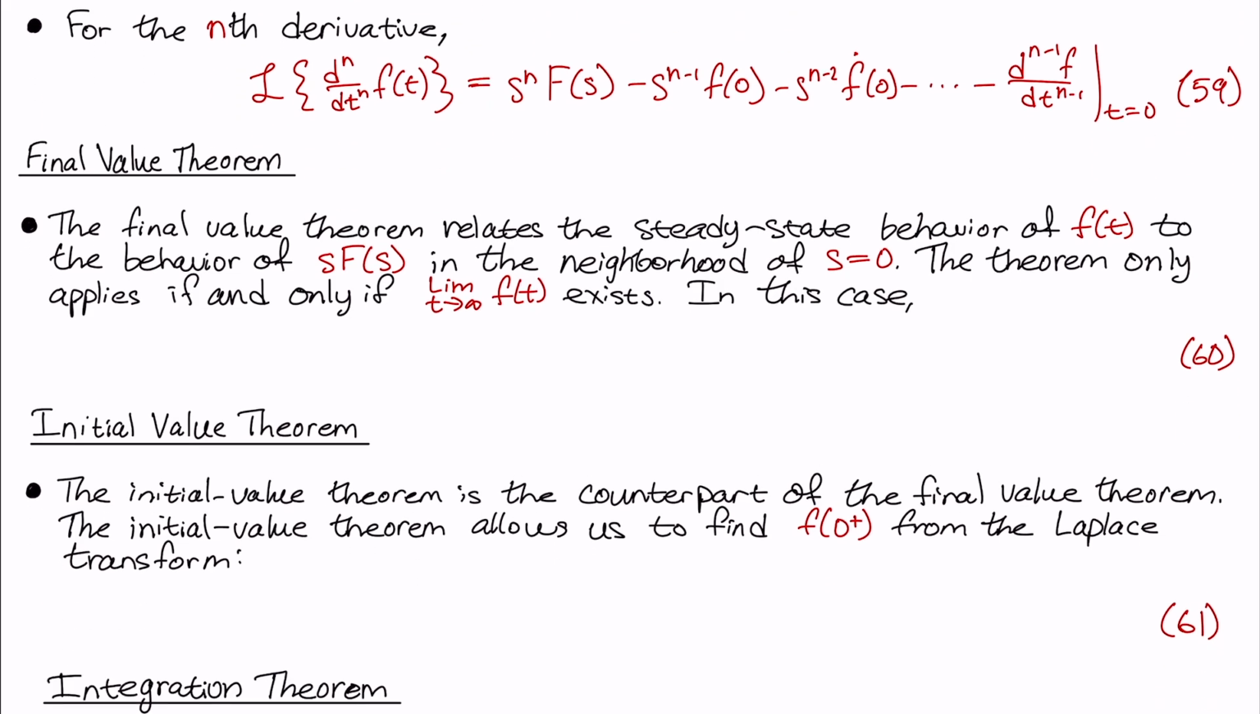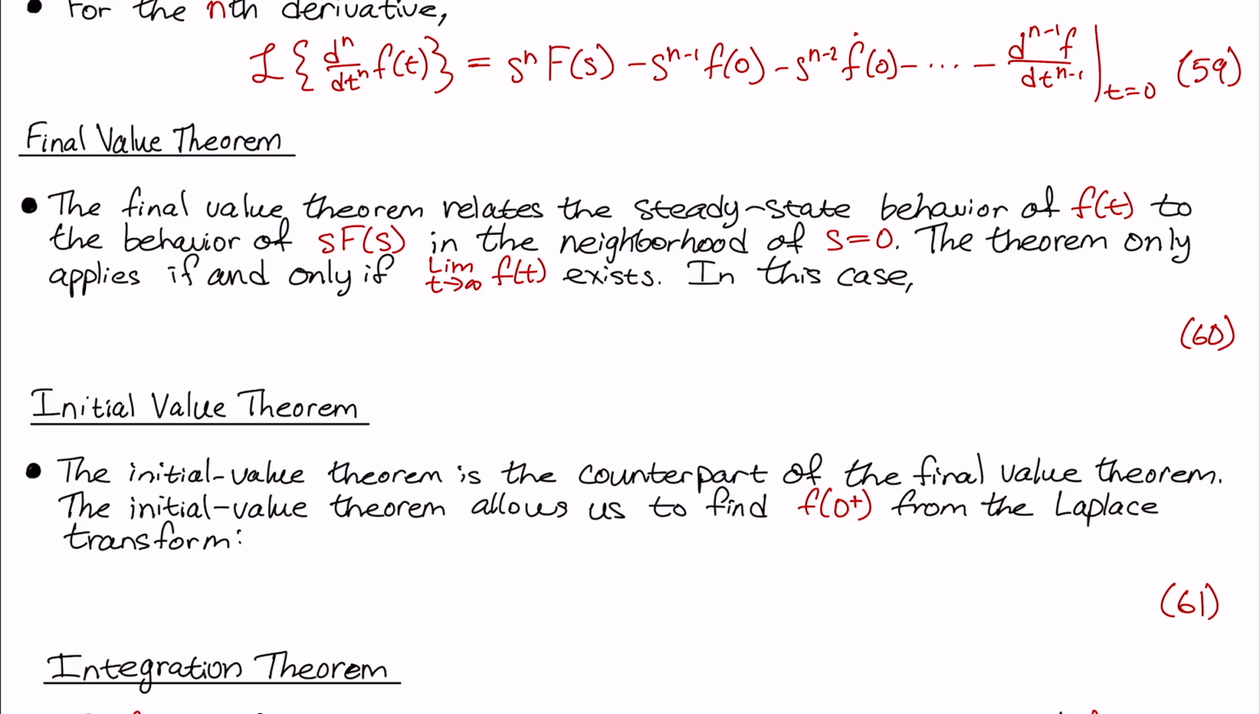Okay, we're going to go through final value theorem, initial value theorem, and then we're also going to do integration theorem, and then we'll be done. So the final value theorem allows us to relate steady state behavior of that function f of t to the behavior of s times F of s in the neighborhood of s equals 0. This theorem only applies if the limit of f of t as t goes to infinity exists. When that's true, we can find the final value, or the limit as t goes to infinity of f of t. This is equal to the limit as s goes to 0 of s times F of s.